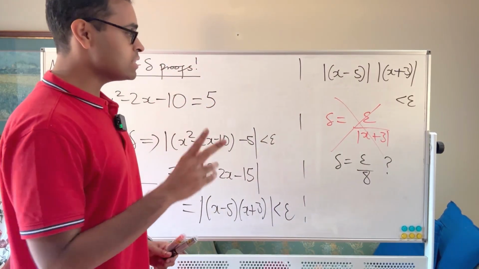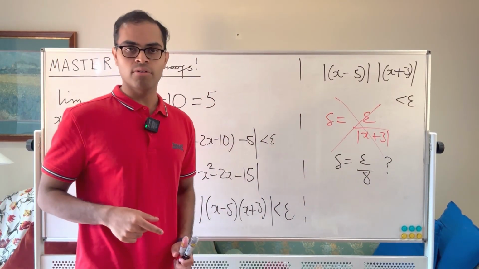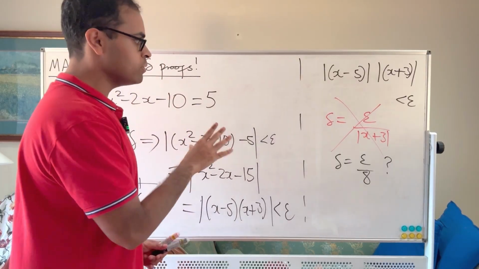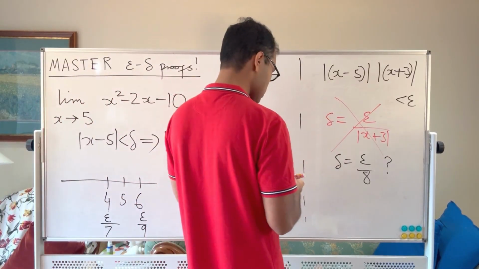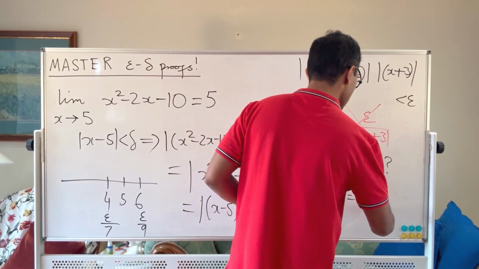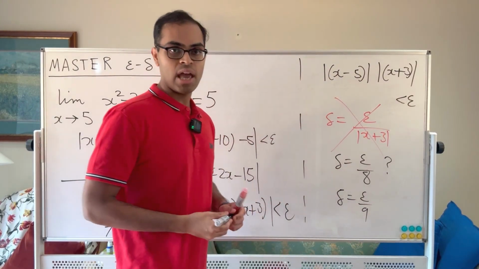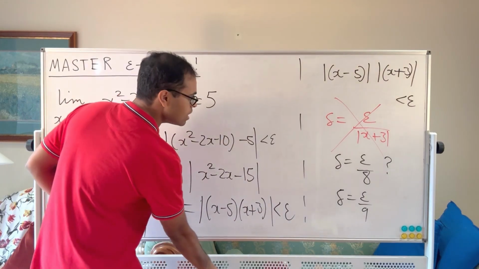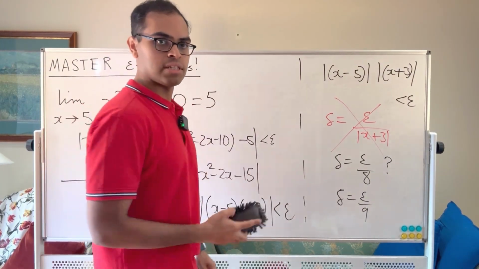So I hope that makes sense, but I'm actually going to write the proof now. Okay, so you're going to see it in action, which hopefully will clarify things. We're not going to take epsilon over 8, we're going to take delta equals epsilon over 9, and you're going to see this work in action when you write out the epsilon delta proof. So let me erase this and write out the epsilon delta proof right now.